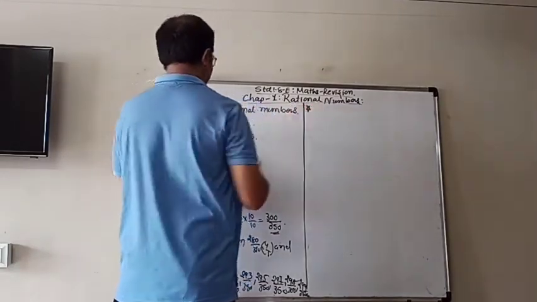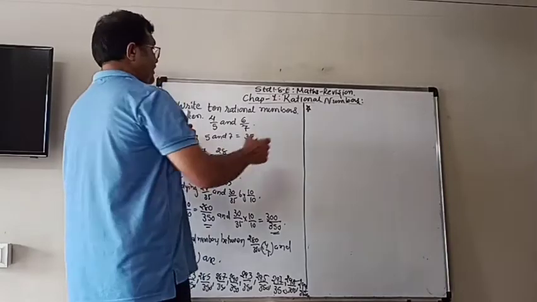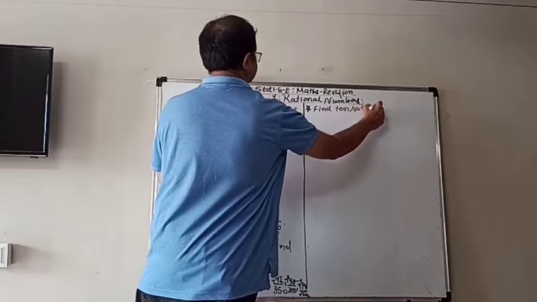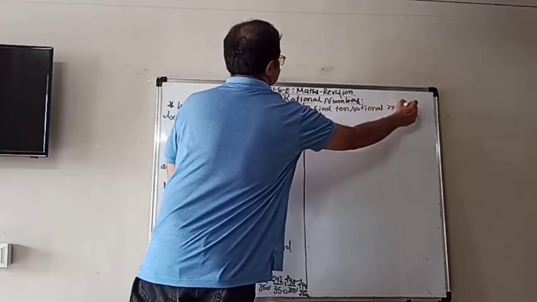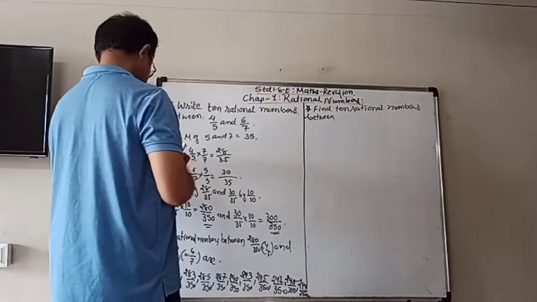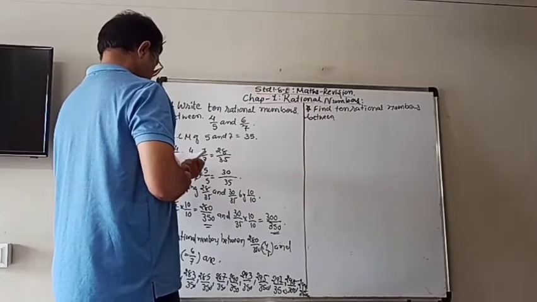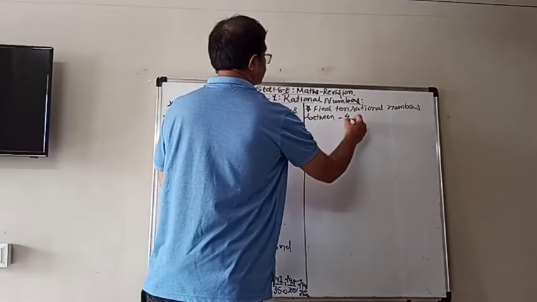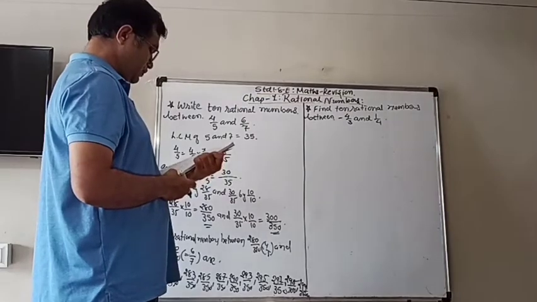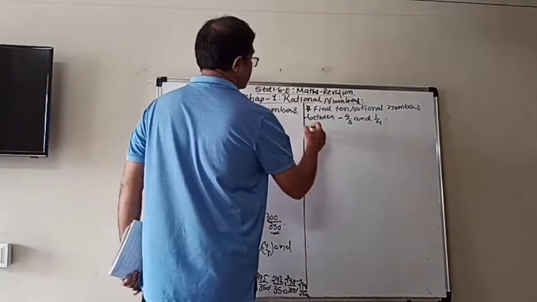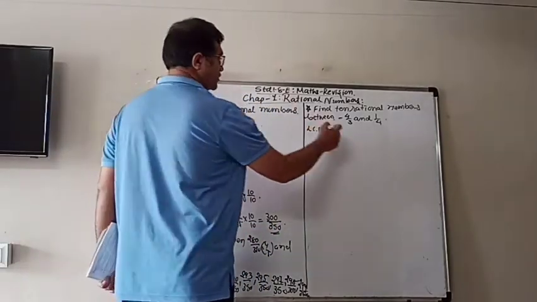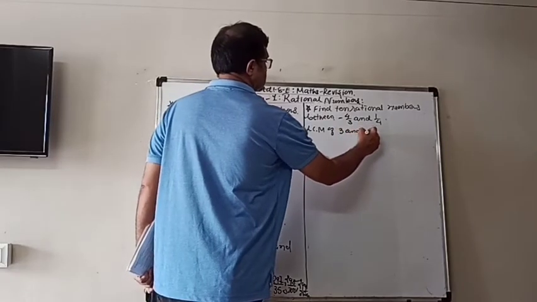Let's take another example like that. Find 10 rational numbers between minus 4 by 3 and 1 by 4. So now here LCM of 3 and 4 is equal to 12.